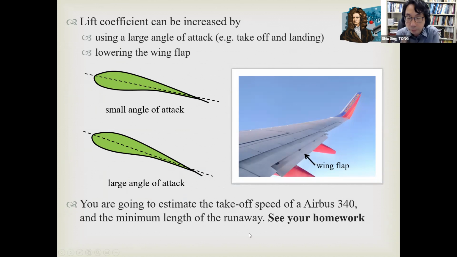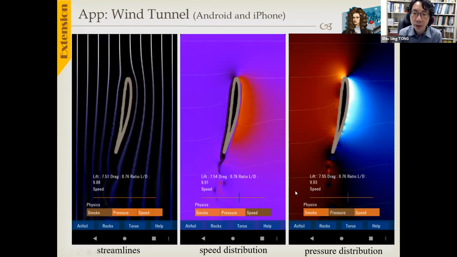Now, in your homework, you are going to estimate the takeoff speed of Airbus 340. Okay, and from the takeoff speed and the given acceleration, you can estimate the minimum length of a runway, and you will find that the length here will be about the same as the length of the runway at Lantau Island Airport. Okay, so that makes sense. Now, before letting you go, I will let you see this figure.